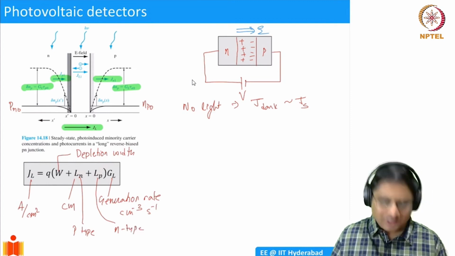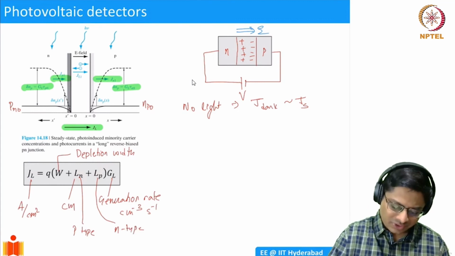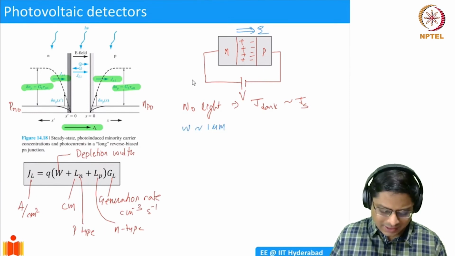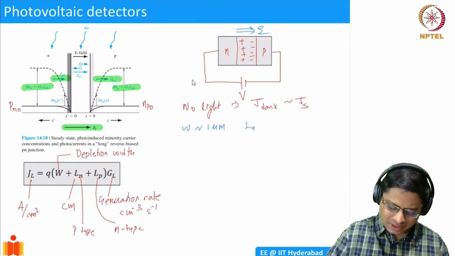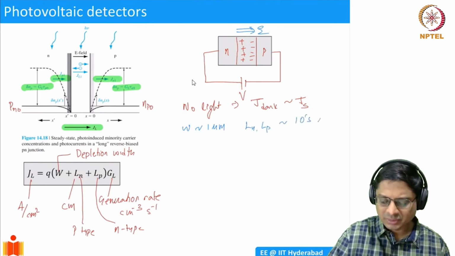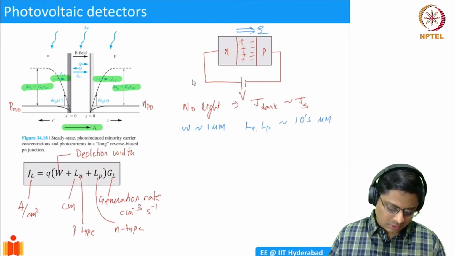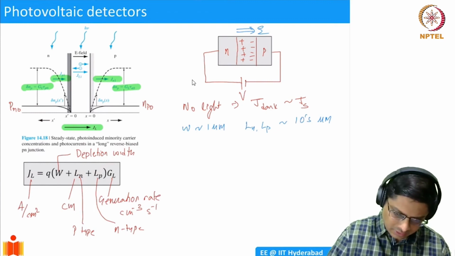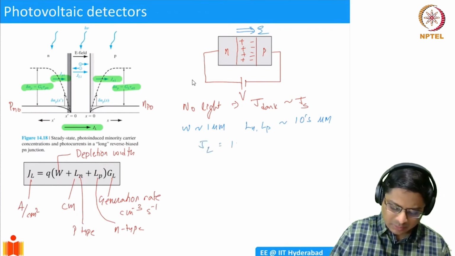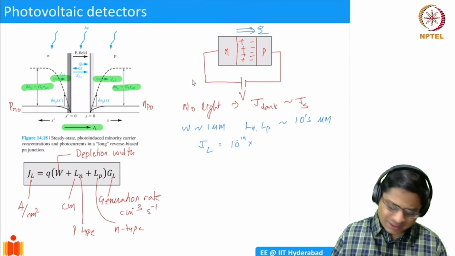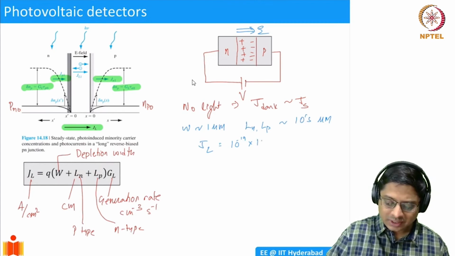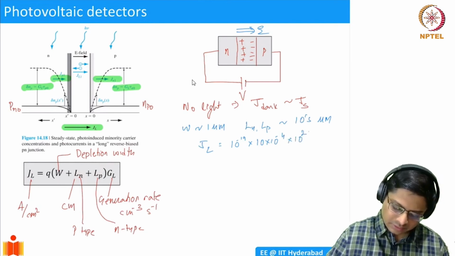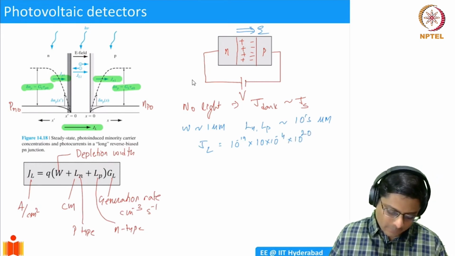So what will this current be typically? Well, we know some estimates. We know that W, let's say, is of the order of 1 micrometer. Ln and Lp are typically in the range of tens of micrometers for silicon. So if you take a similar situation as last time, with generation rate taken to be 10 power 20, the JL turns out to be 10 power minus 19 times, taking tens of micrometers, 10 into 10 power minus 4 centimeters, into 10 power 20. So this is roughly what you will see.